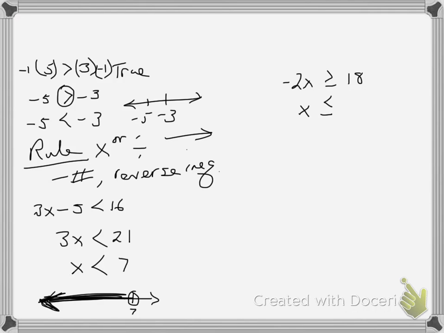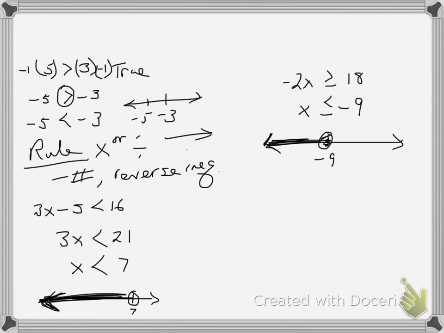Okay, so dividing by -2, 18 divided by 2 is 9, and of course it's got to be negative. Your solution set has a -9 here. You want to include it, and everything to the left.